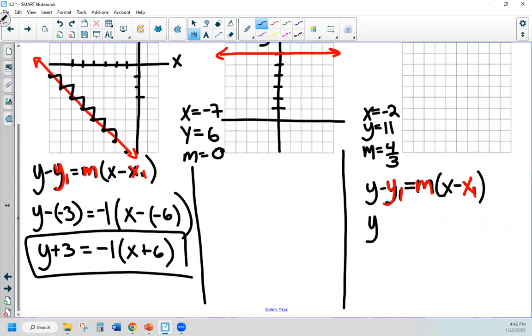Y, what's my y value? 11. So y minus 11 equals my slope of 4/3 x, and then my x value given is -2. So let's go ahead and do it right now. Instead of writing minus -2, let's write it as +2. We're done.